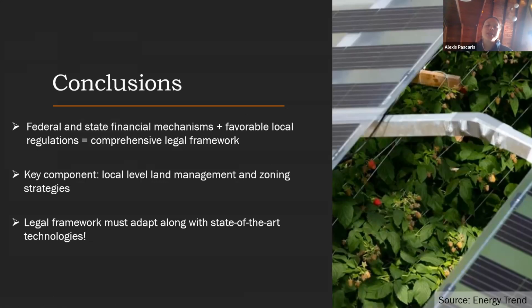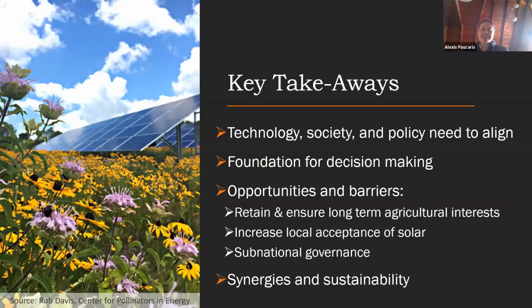So overall, the findings of this analysis suggest that federal and state financial mechanisms coupled with favorable local zoning are the key features of an enabling legal framework. The results further suggest that it is legally feasible to align policy measures across energy and agriculture sectors for the purpose of supporting agrivoltaic development. What matters most is the local socio-political context and how subnational governments decide to regulate solar development on farmland. Next slide.